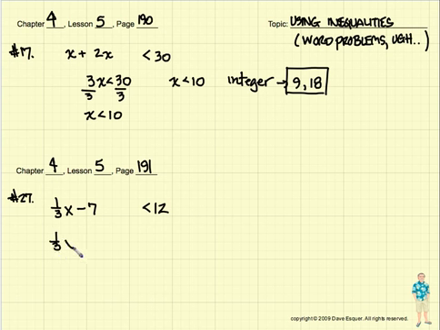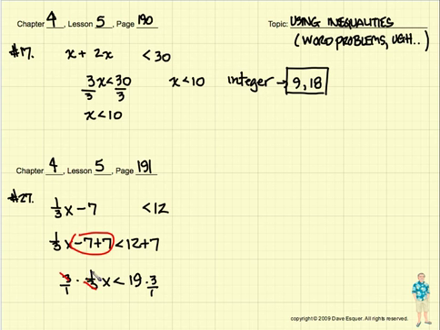So, let's see, if I add 7 to both sides, this looks like I'm going to have a goose egg on this side. So I end up with 1/3 of x has to be less than 19. You're going to tell me let's solve for x by multiplying both sides by 3, and we can do that. If it helps you to put a 3 over 1, that's cool too.